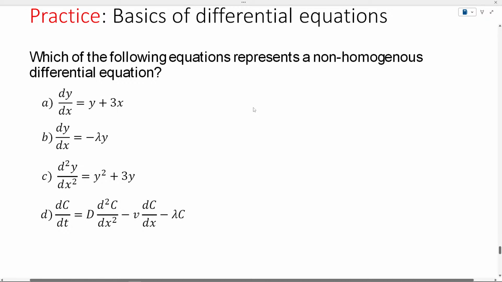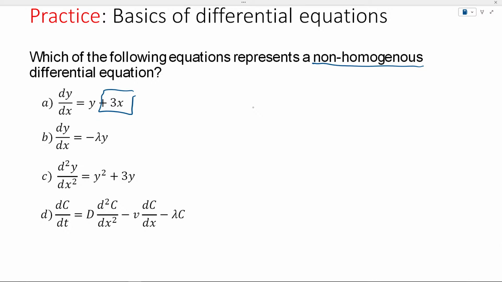Which of the following equations represents a non-homogeneous differential equation? Non-homogeneous means I should be looking for a source or sink term. Here, yes, I have this source term, s of x is equal to 3x. So this is non-homogeneous. How about this guy? This is my dependent variable, and this is my dependent variable. Remember, non-homogeneous has to do with your independent variable. So this is homogeneous.